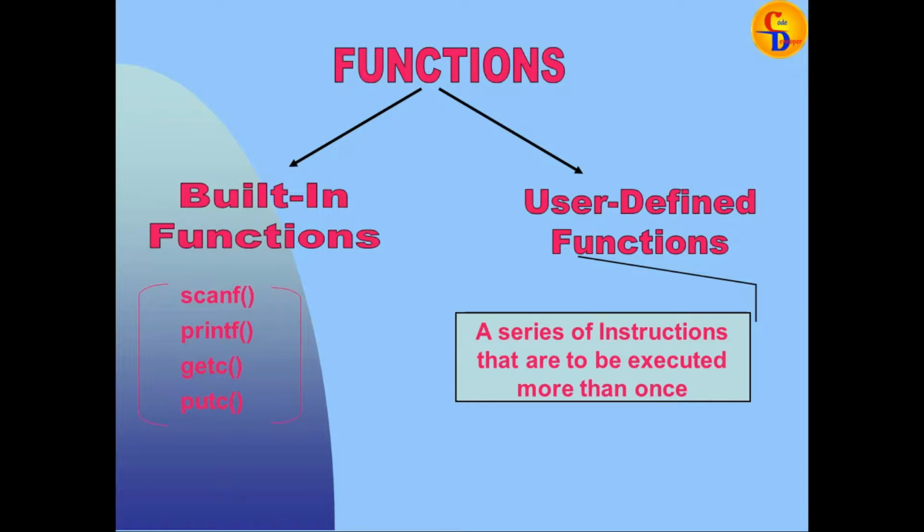So function is divided into two parts. The first one is the built-in function, that is, the predefined function or library function. The second part is the user-defined function. Built-in functions are, for example, scanf, printf, getc, putc, getchar, putchar, getch, etc. A user-defined function is a series of instructions that are to be executed more than once. The user can create our own function, which is called a user-defined function.